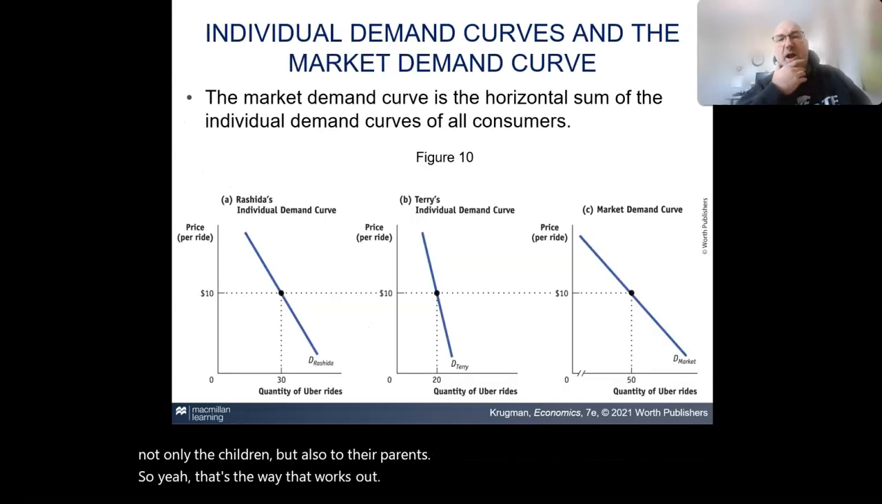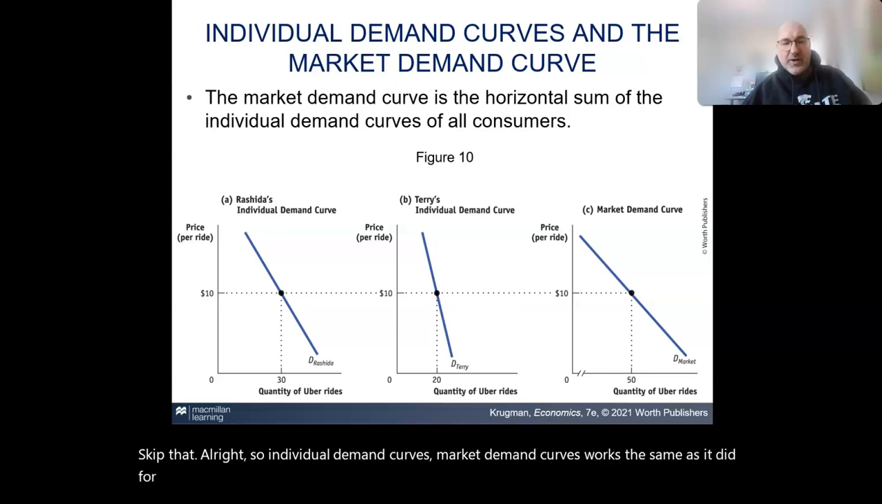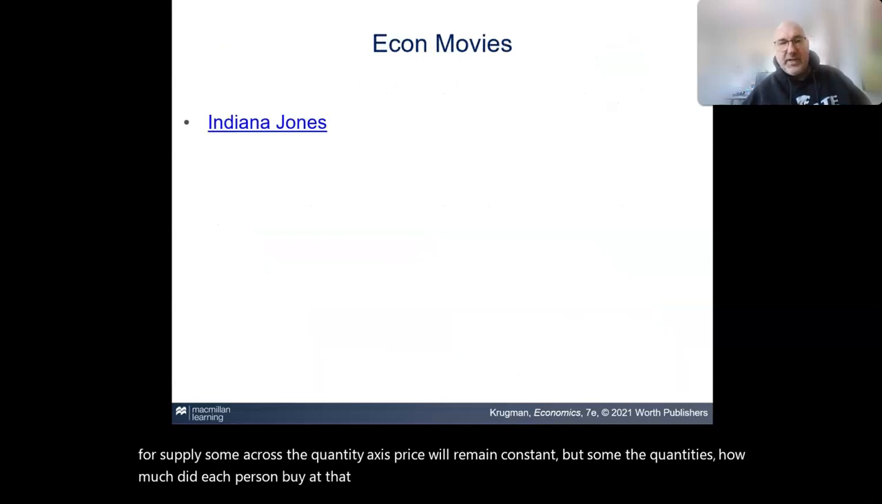Let's skip that. All right. So individual demand curves, market demand curves work the same as they did for supply. Sum across the quantity axis. Price will remain constant, but sum the quantities. How much did each person buy at that quantity? Okay.